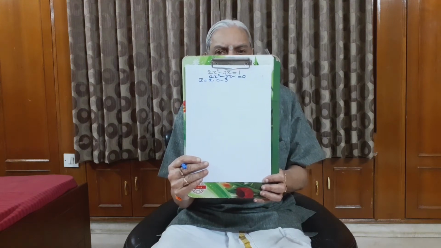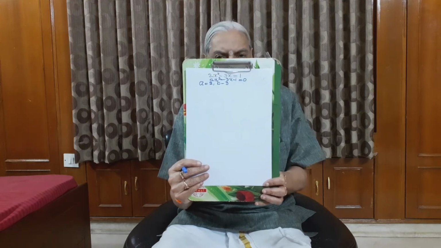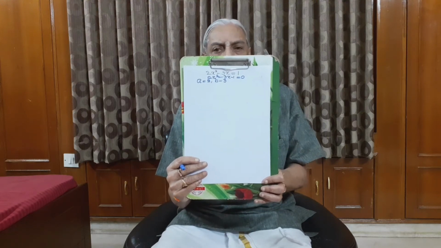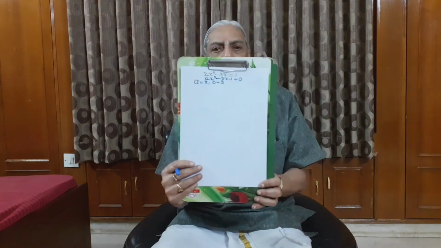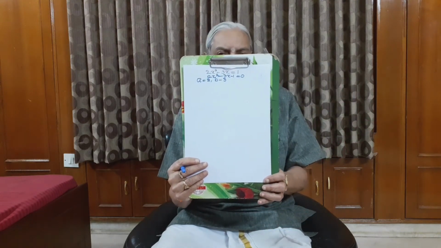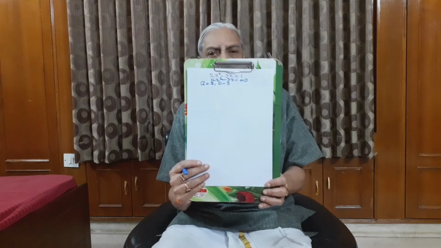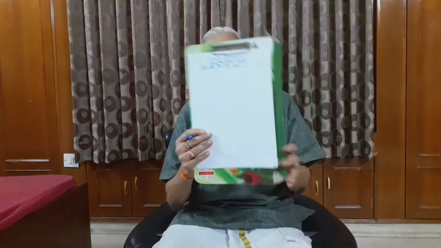The standard form is ax squared plus bx plus c equals 0. Therefore, the first step is to bring it to the standard form. When I bring it to the standard form, the equation becomes 2x squared minus 3x minus 1 equals 0. Then only you can analyze the values of a, b and c. Here a equals 2, b equals minus 3, c equals minus 1. I have analyzed the values.